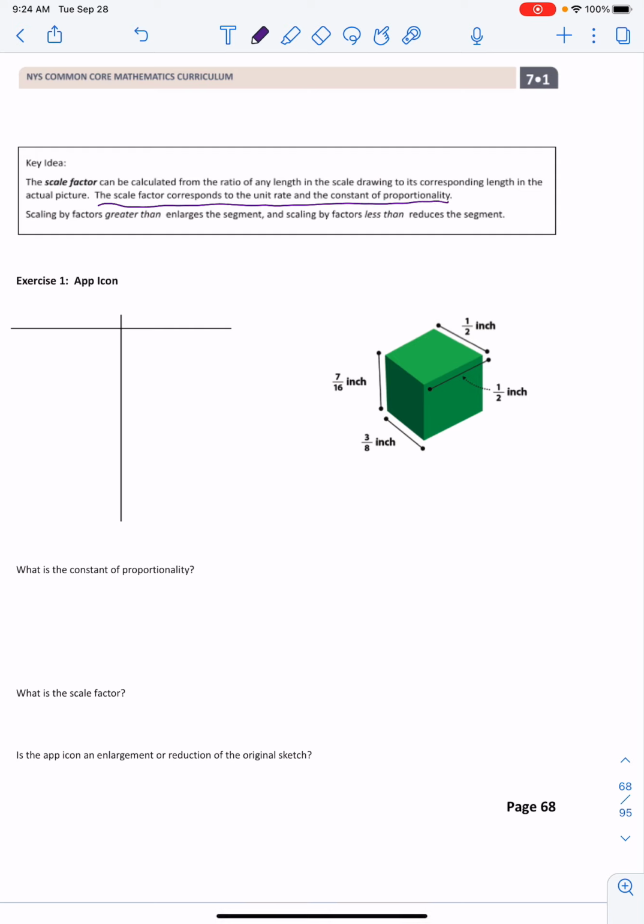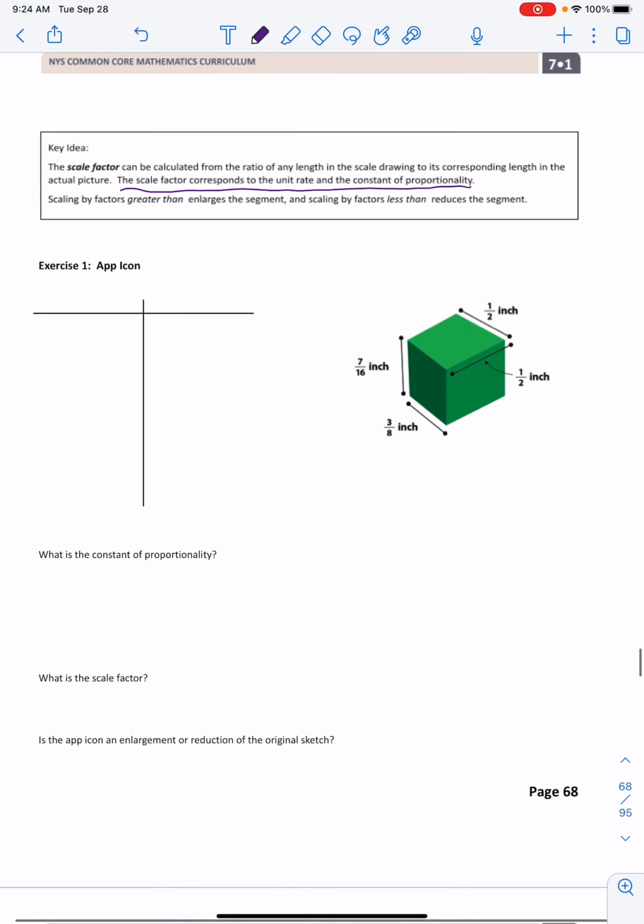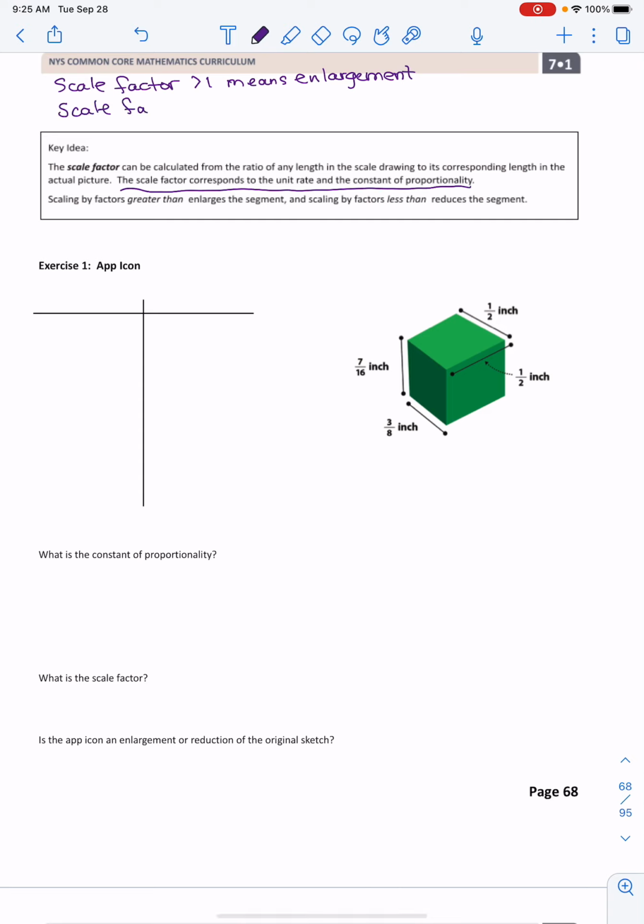Now, here's the one thing I do want to write, just so that we have that. The scale factor, if it's greater than 1, means an enlargement. And if the scale factor is less than 1, that means a reduction.